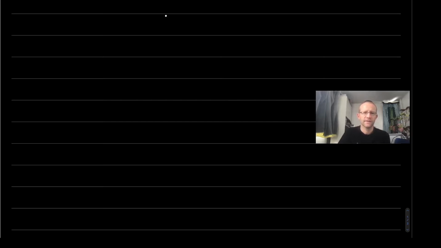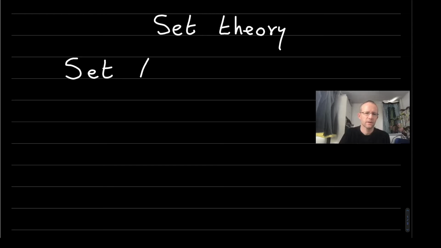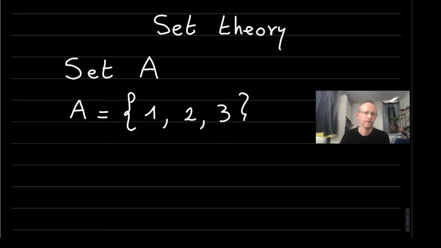Let's learn the basics of set theory. A set is a collection of items that we'll call elements. A set will be denoted by a capital letter, like A. An example of a set is the set containing the numbers 1, 2, and 3. The 1, 2, and 3 are called the elements of the set A.